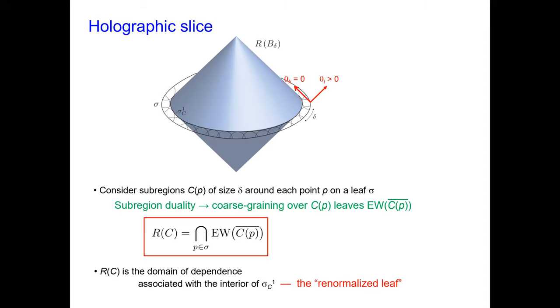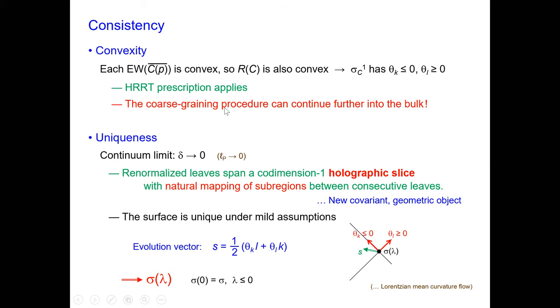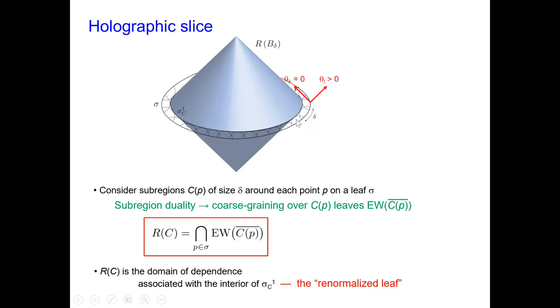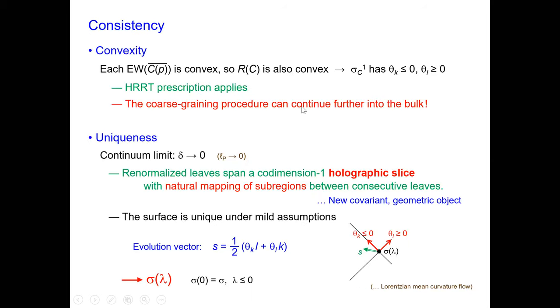It's beautifully consistent. This is, you see, non-trivial. Now, if you move in like this, you coarse grain short distance and the boundary moves in a unique way, depending on the coarse graining, depending on delta. So you take delta, and then it moves in. And this, we call the renormalized leaf, sigma one, is itself convex. You can prove it's always convex.